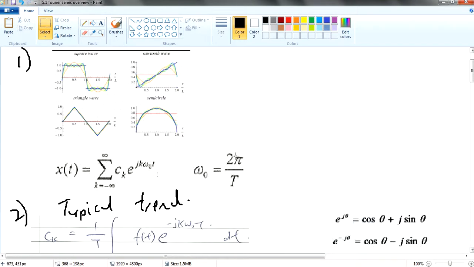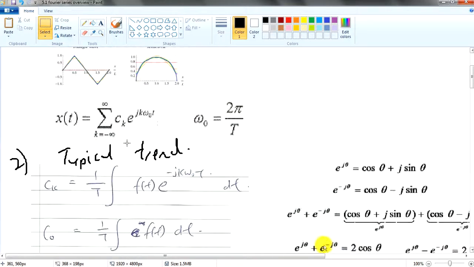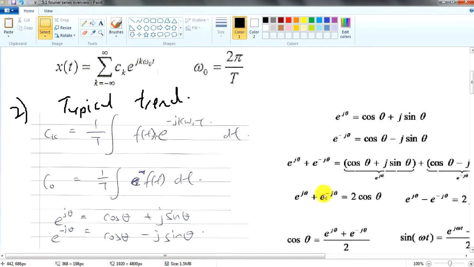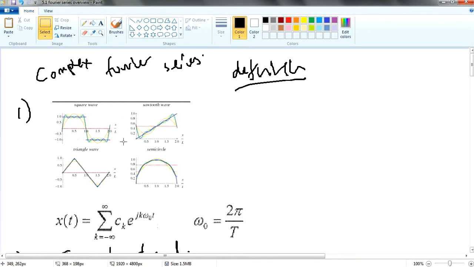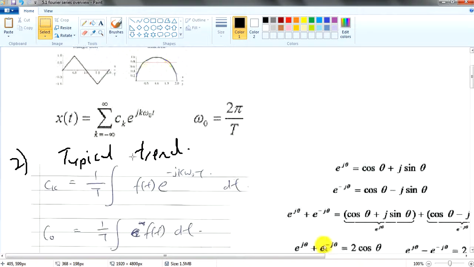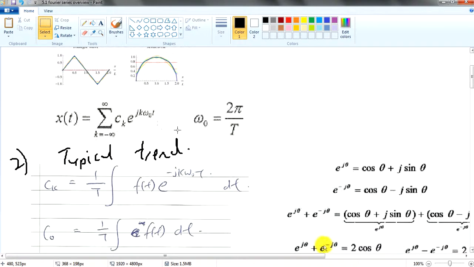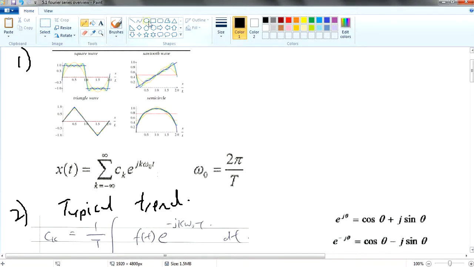So with that, let's go to the typical trend. As I said earlier, the square wave, or whatever waves, can be re-represented in terms of this series. We call it a Fourier series. Therefore, there are two types. We have C_k and C_0. Okay, so C_0 is the average of the whole trend.